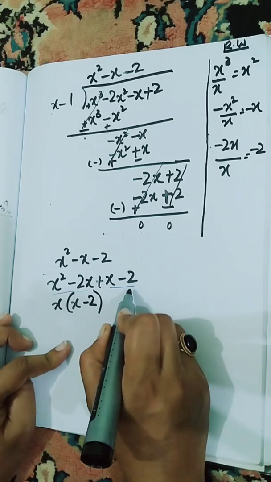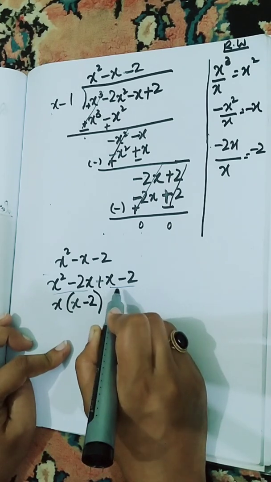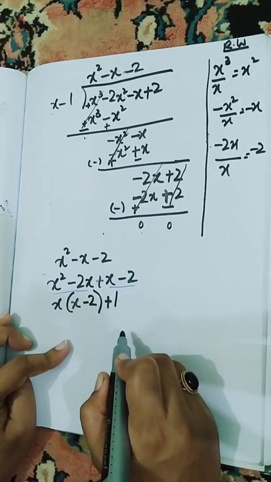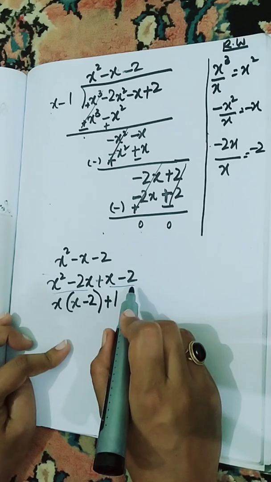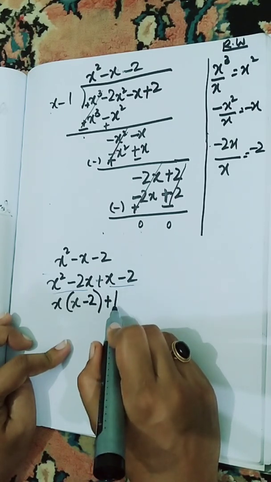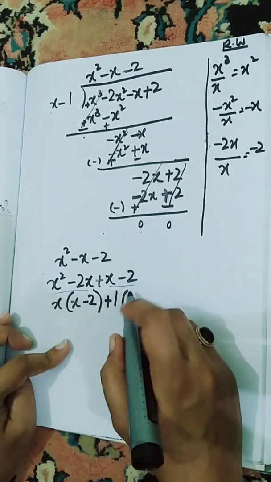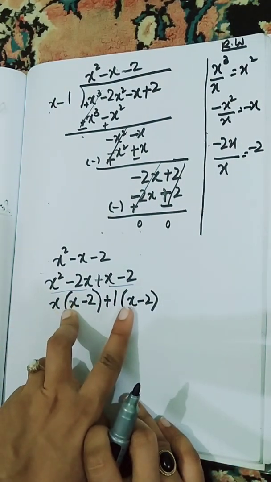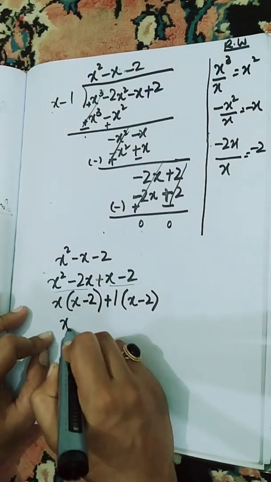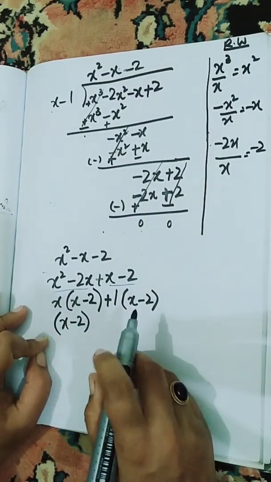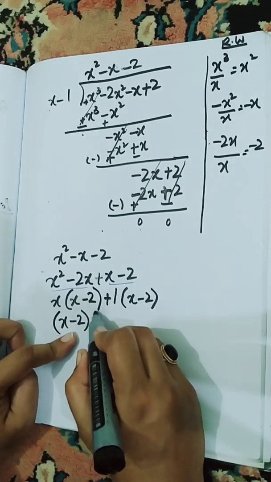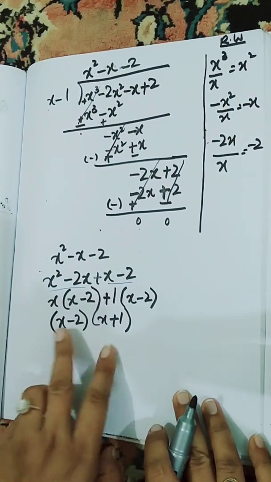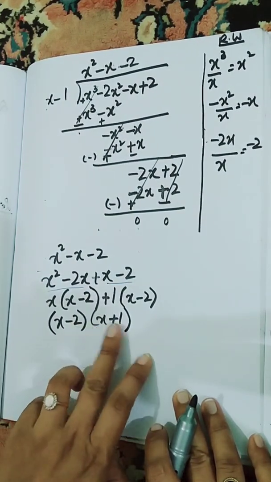We cannot take something obviously common from them. But what we can do is take plus 1 as a common factor. Whenever there is nothing common, we can take 1 as a common factor. So what we will have is x minus 2 inside the bracket. Now these two brackets are similar, so x minus 2 can be taken as common, and x plus 1. Now I have two more factors, that is x minus 2 and x plus 1.